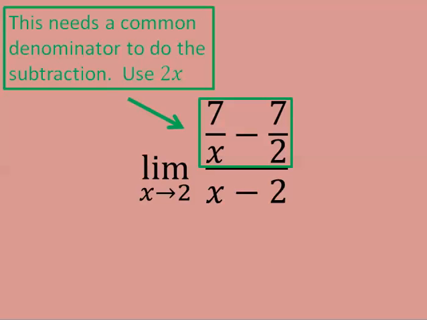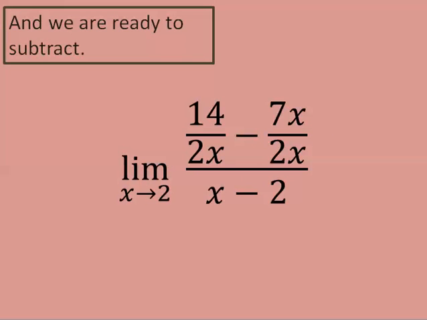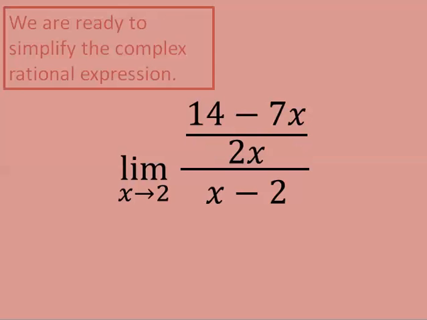All right, let's look at the numerator. I need a common denominator. The best common denominator would be 2x. So I multiply 7 over x by 2 over 2, and 7 over 2 I multiply by x over x. So now they both have that common denominator of 2x. And 7 times 2 is 14. 7 times x is just 7x. But I am ready to subtract since they both now have the same denominator of 2x. When I subtract, I get 14 minus 7x all over 2x.